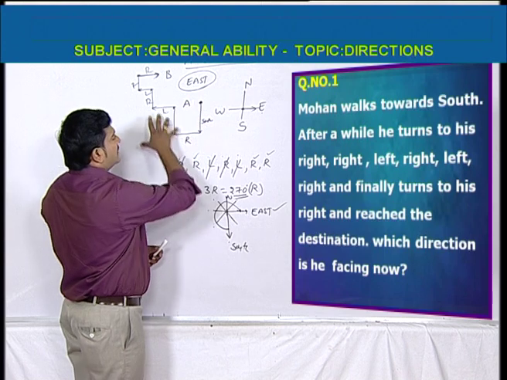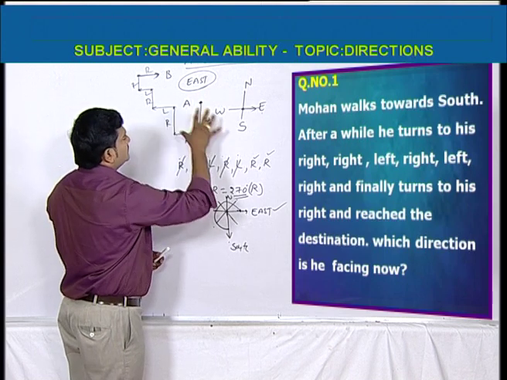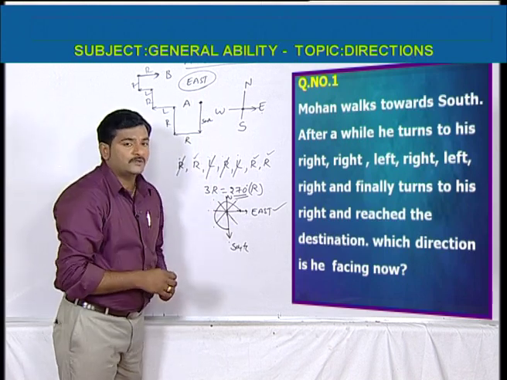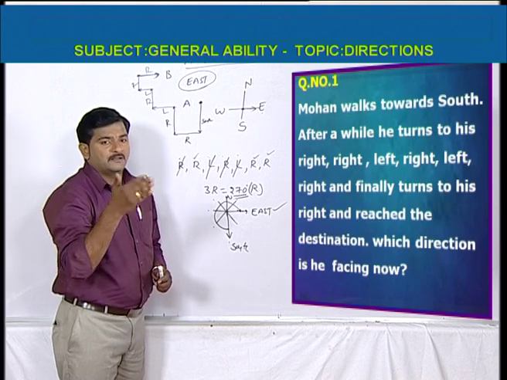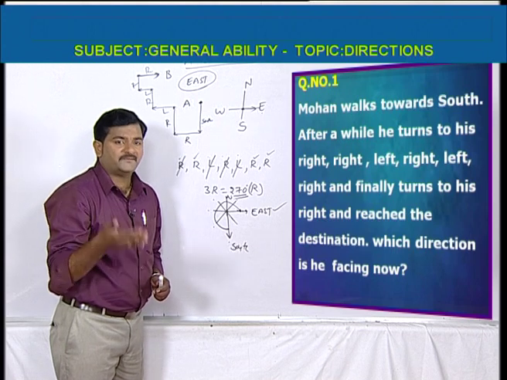Sometimes this is time consumption. You may get the answer, but it's a waste of time. To avoid that, what will you do? There is another method, that is the shortcut method. What you have to do? You have to cancel one right with one left, or one left with one right.